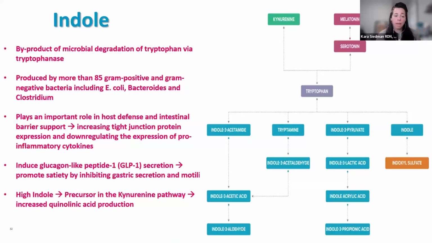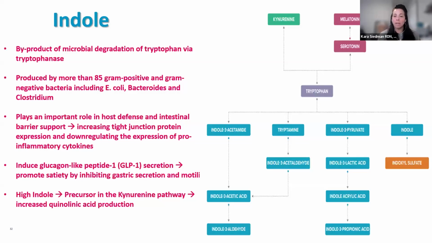But indole in small amounts, we know it's produced by lots of different bacteria, more than 85 gram-positive and gram-negative bacteria. In low and normal amounts, it plays a very key role in intestinal barrier support and antibiotic resistance. It even has antimicrobial effects against certain pathogens. It's important for regulating and improving the expression of our tight junction proteins, and decreasing inflammation. Indole has even been shown to induce GLP-1, which we know is really big in the news now, right? We're going to be talking about that at our mini keynotes coming up.